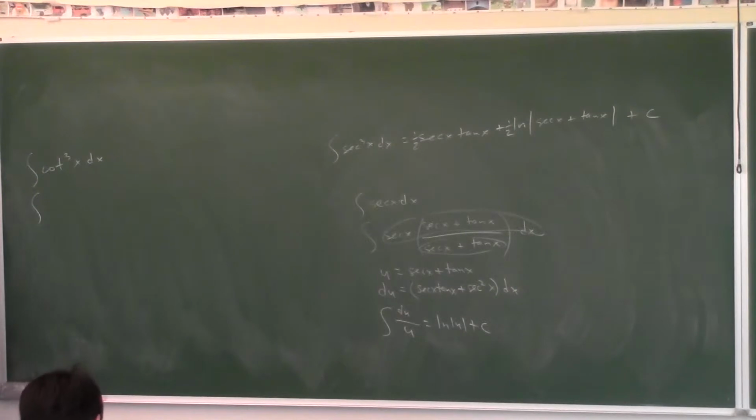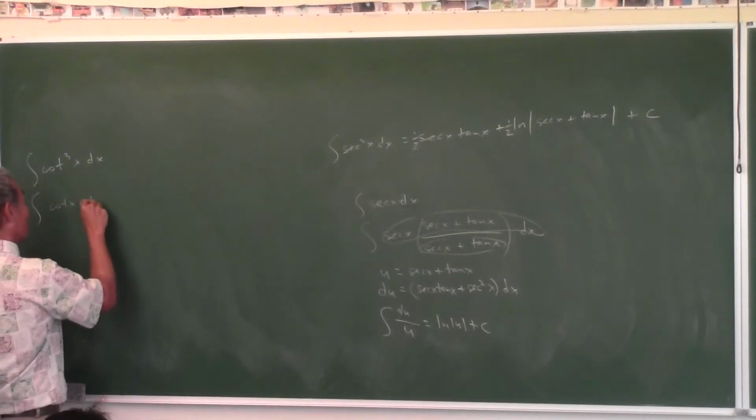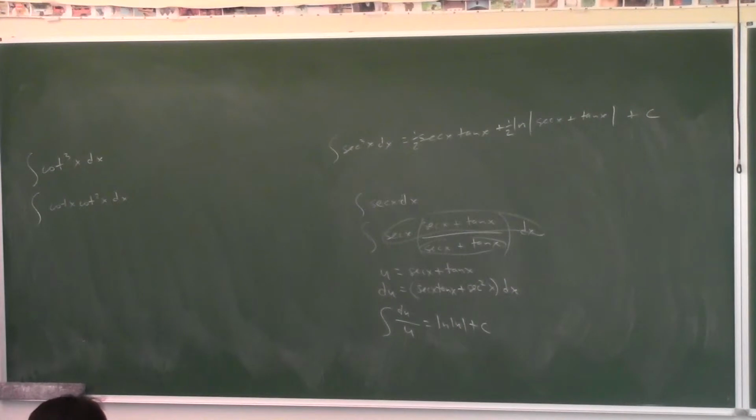Okay, what do you think I'm gonna do? I'm gonna split this up into cotangent x, cotangent squared x dx. Now what do you think I'm gonna do now? Do you think this is gonna end up like the same thing as solving for the unknown integral? Can't you change it to secant squared x minus 1? Or cotangent squared x? Cosecant squared x minus 1.